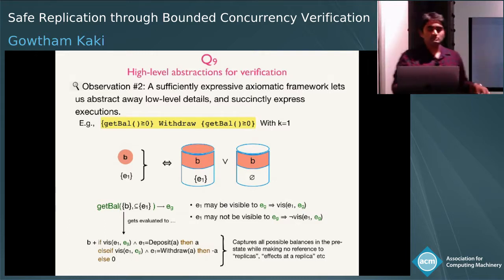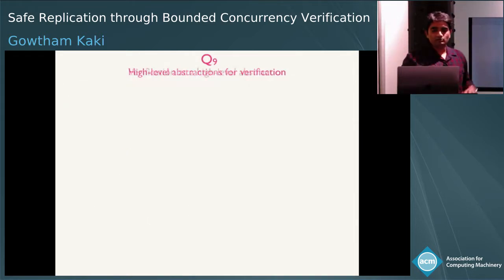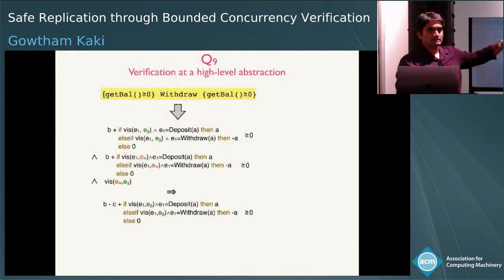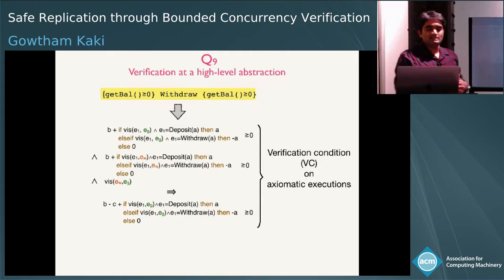So this is the intuition we apply to translate the verification condition that I've shown previously into something more tractable, something that uses the axiomatic relations that I've shown. It's not important to actually go through this verification condition, but it's important to observe that it makes no reference to replicas or low-level artifacts. So this is a verification condition on axiomatic executions.